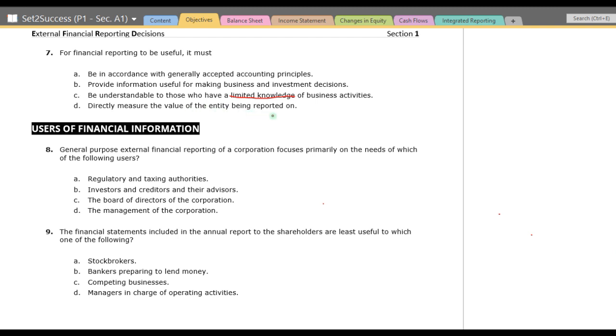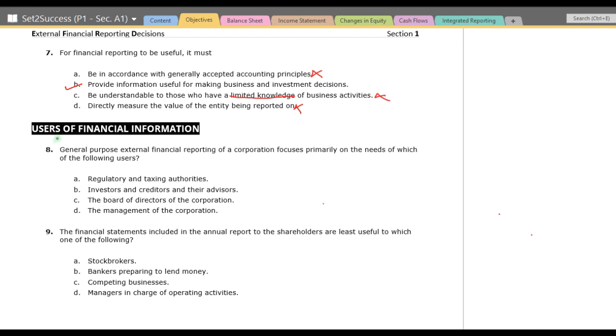Directly measure the value of the entity being reported on. You cannot find the value of the entity because we use historical concepts and we don't use fair value. For example, historical concept means property, plant and equipment are recorded at historical cost, and we use certain estimates and judgments, and these are the limitations of financial statements. That's why we cannot find the value of the entity. Now, some knowledge is required. Circumstances may permit departure from GAAP. So, for financial reporting to be useful, it must provide information useful for making business and investment decisions. This is the correct option.